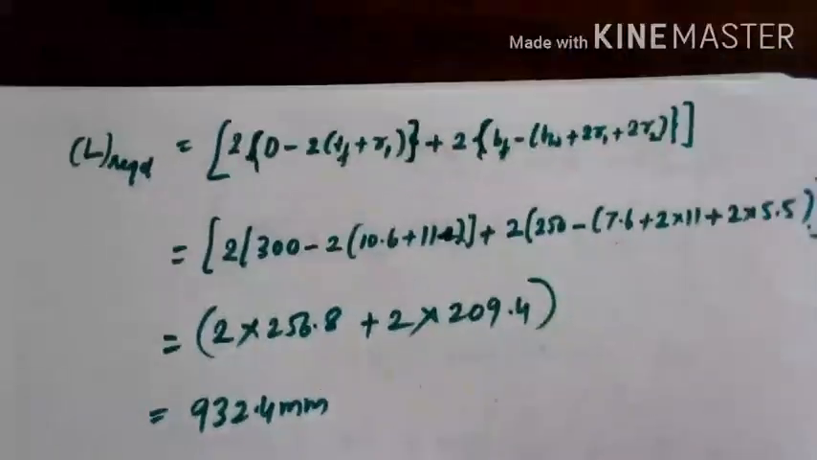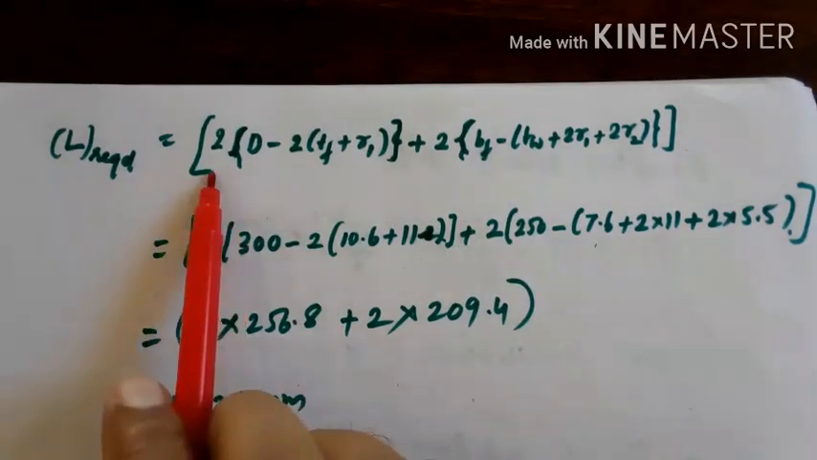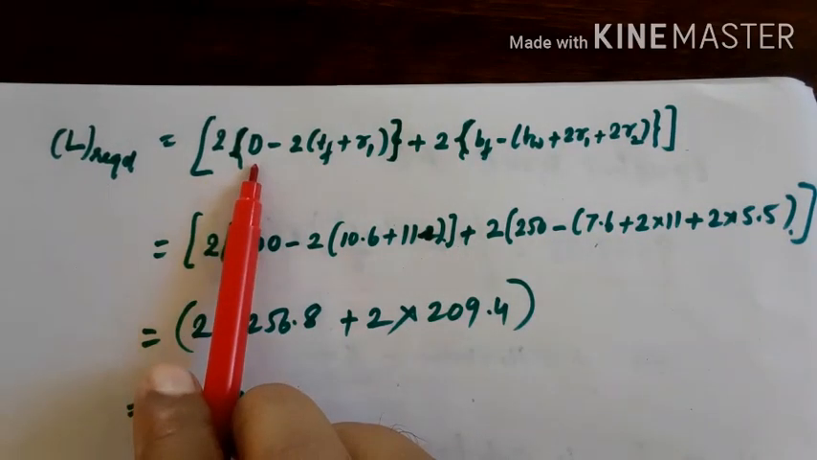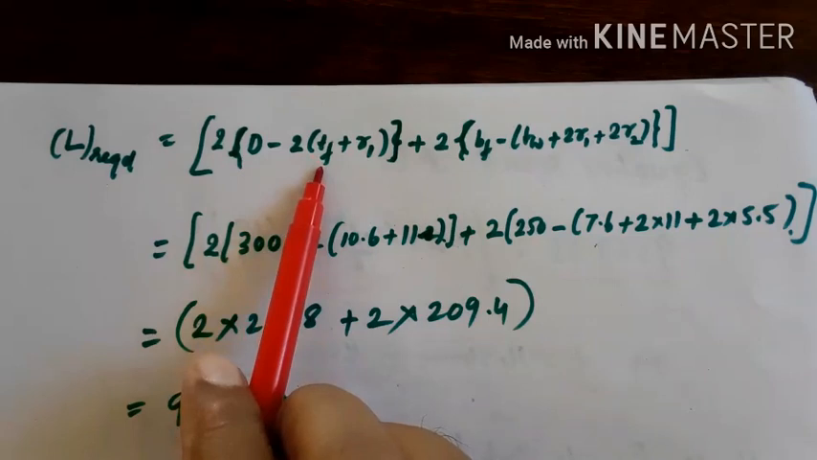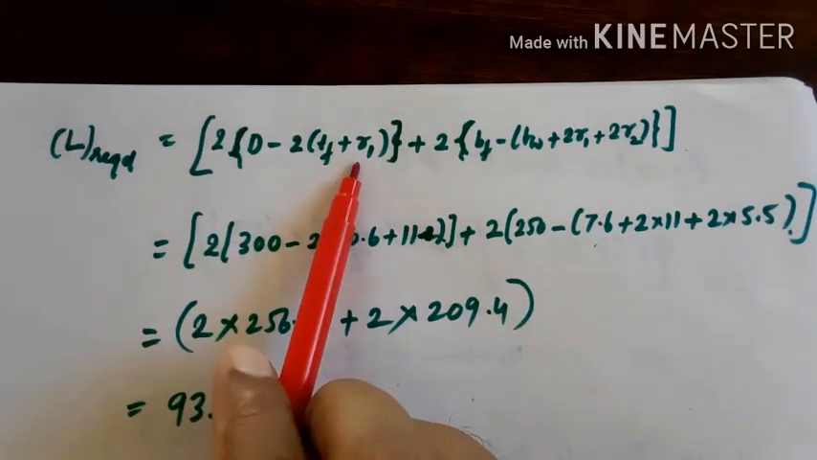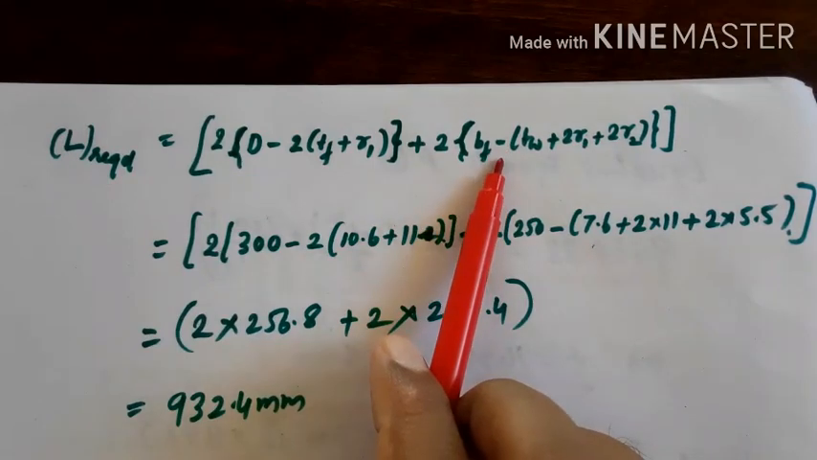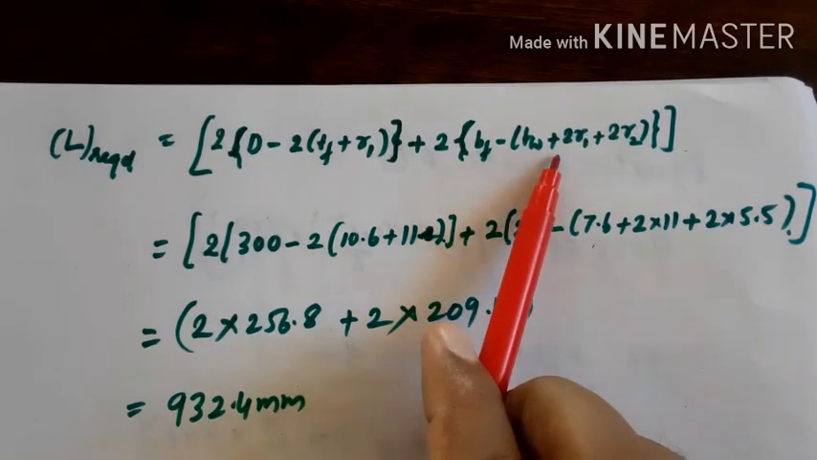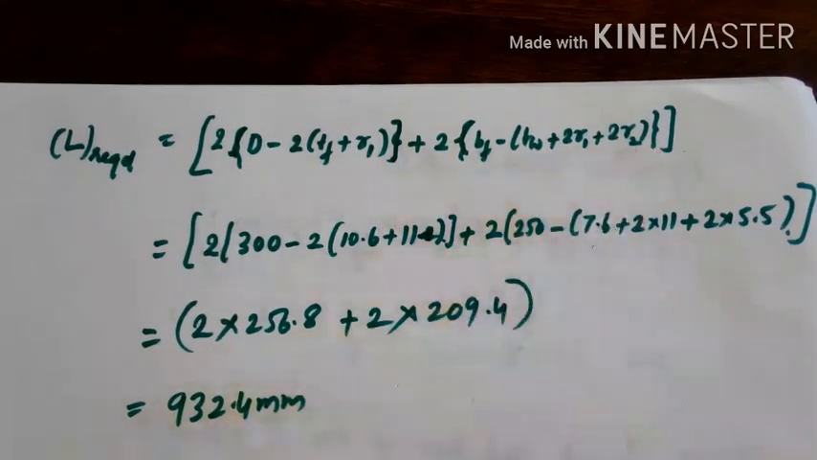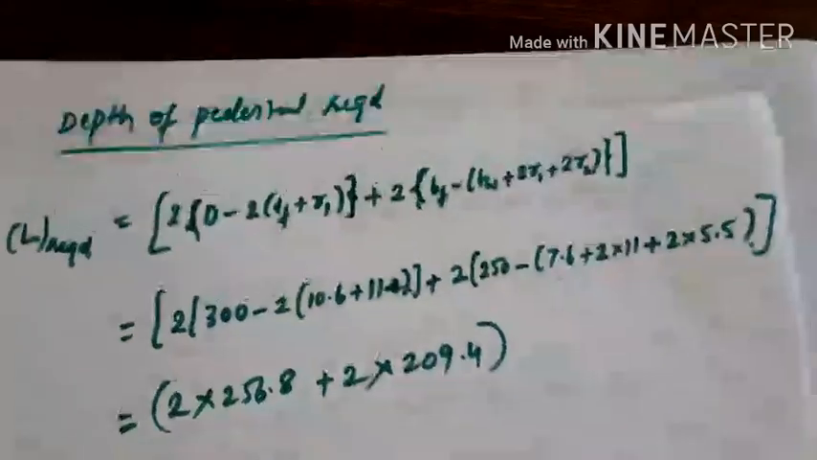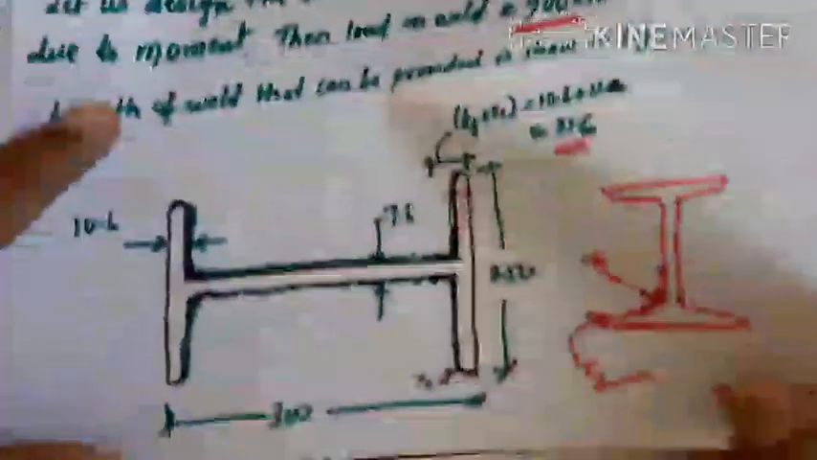So I have marked here. Length required is 2 into depth of the section minus 2 into thickness of flange plus R1, that is root radius, again plus 2 into width of the flange minus TW, thickness of web, plus 2R1 plus 2R2. Yes, both R1 and R2 here.